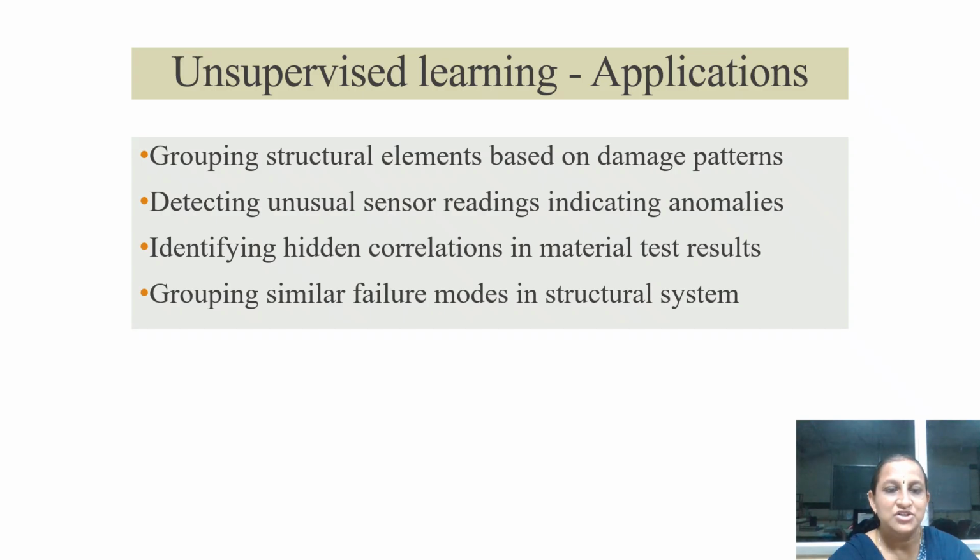Different applications of unsupervised learning include grouping structural elements based on damage patterns. If there are any unusual sensor readings, which can be noise in the sensor readings, that can be easily detected. If there is any change in the pattern of data, it will also be identified easily with the help of unsupervised learning. Hidden correlations can also be determined in material test results, and similar failure modes in the structural system can be grouped with the help of unsupervised learning.